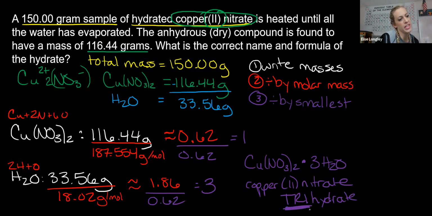The only thing that changes with hydrate names is how many. If there had been 4, it would be different. 5, it would be different. It'd be pentahydrate, whatever. So scale of 1 to 10, how do we feel now? Okay.